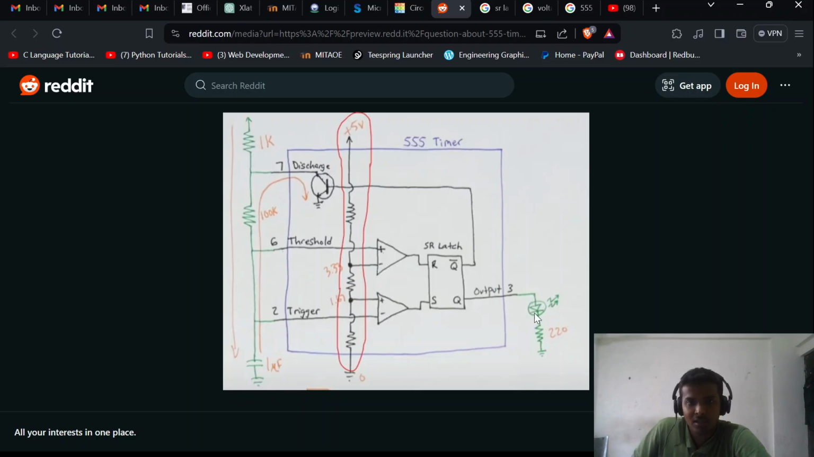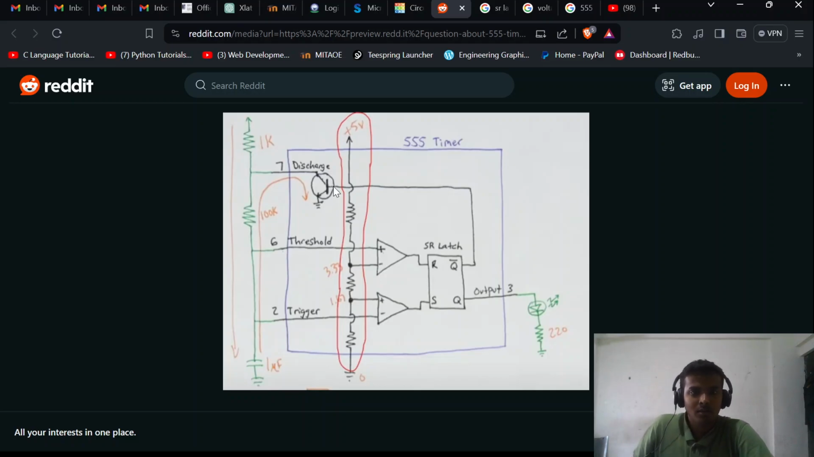So if Q is 1, this LED is on, output is on. Output is 1. If Q dash is 1, then that means this transistor is off. The base of the transistor is connected to the Q dash or Q bar. So the transistor is off. This is the condition at t equals 0.